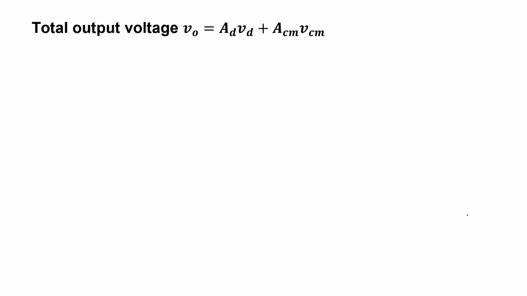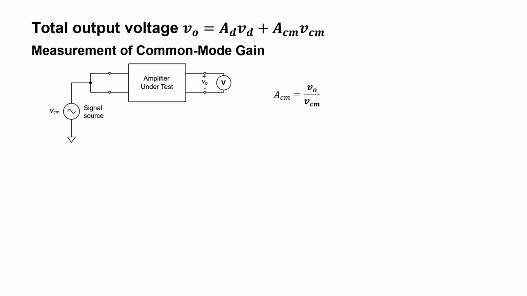How would we measure the common mode gain of a real amplifier? Here's a setup that we could potentially use. We could have a common signal and feed it to both terminals of an amplifier. Ideally, the output would be 0. If I measure something other than 0, that's a direct measurement of the gain. In other words, the common mode gain, ACM, equals the output voltage divided by the common mode input signal.